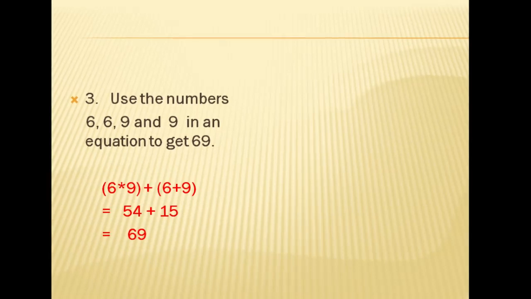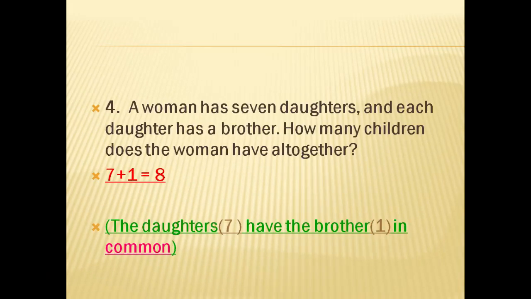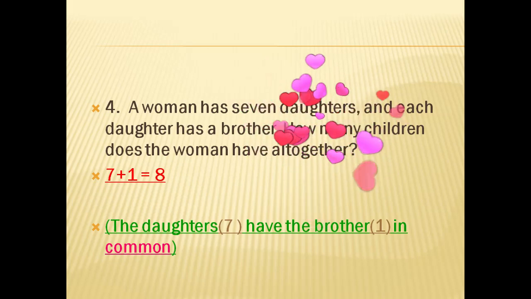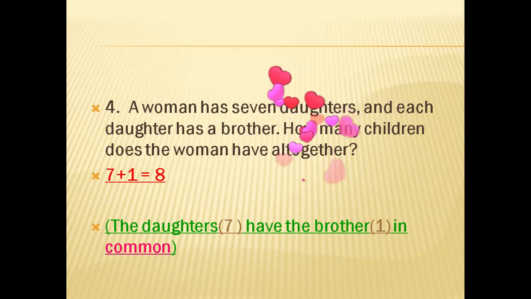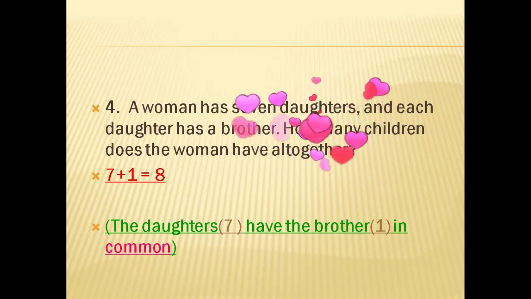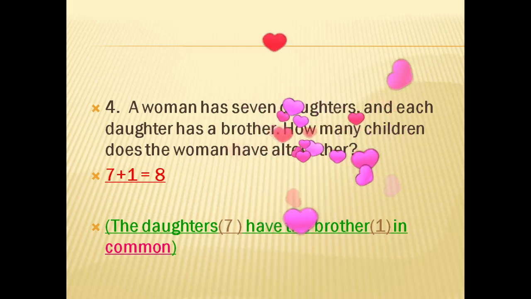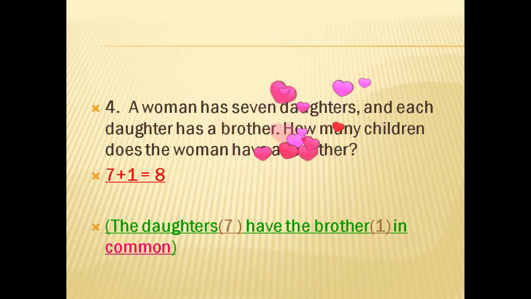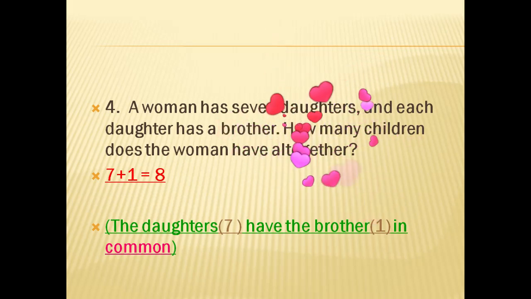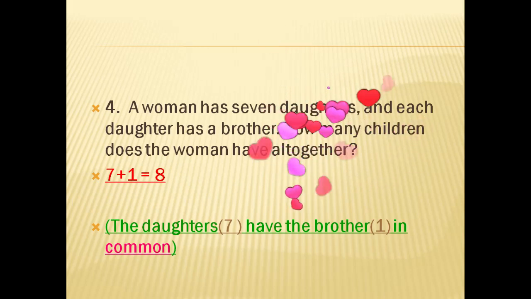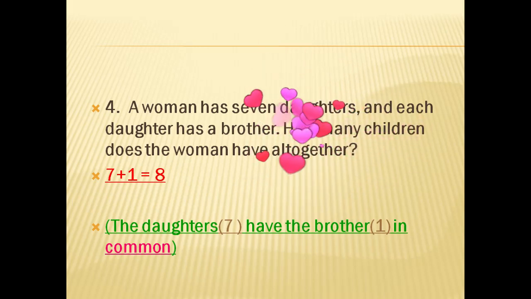Come to the next one. A woman has 7 daughters and each daughter has a brother. How many children does the woman have altogether? The answer is 8, because the daughters have the brother in common. So 7 plus 1, there are 8 children.